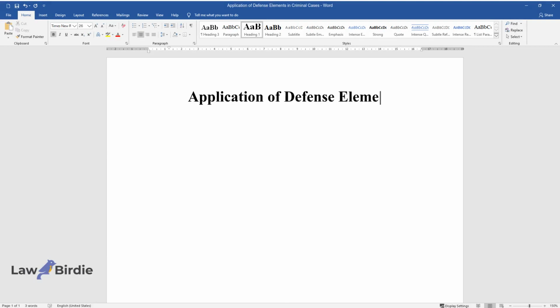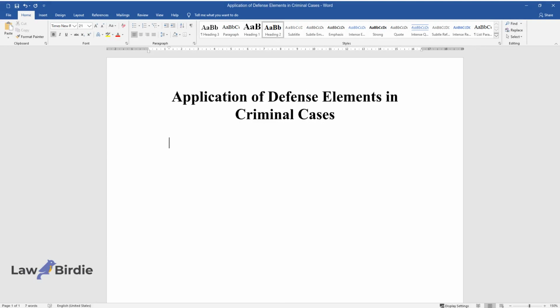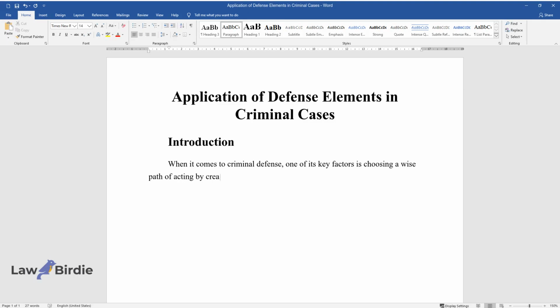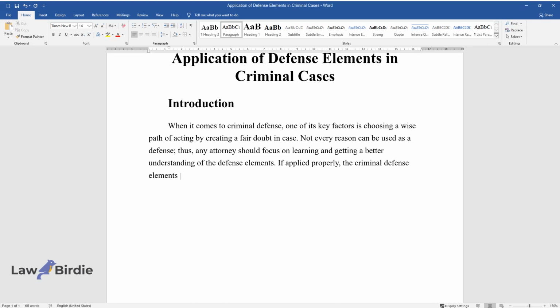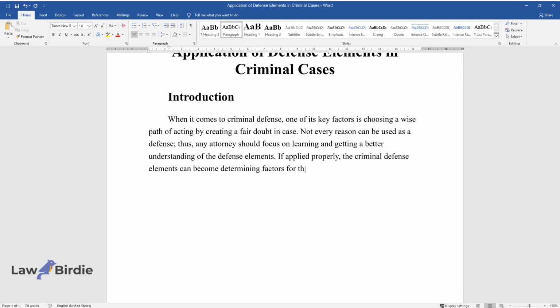Application of defense elements in criminal cases. Introduction. When it comes to criminal defense, one of its key factors is choosing a wise path of acting by creating a fair doubt in the case. Not every reason can be used as a defense, thus, any attorney should focus on learning and getting a better understanding of the defense elements. If applied properly, the criminal defense elements can become determining factors for the acquittal by the court.